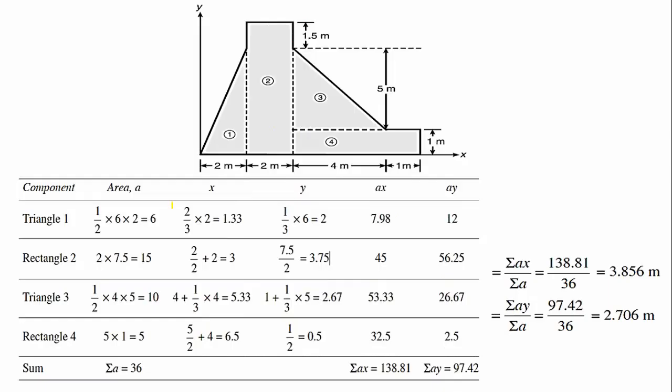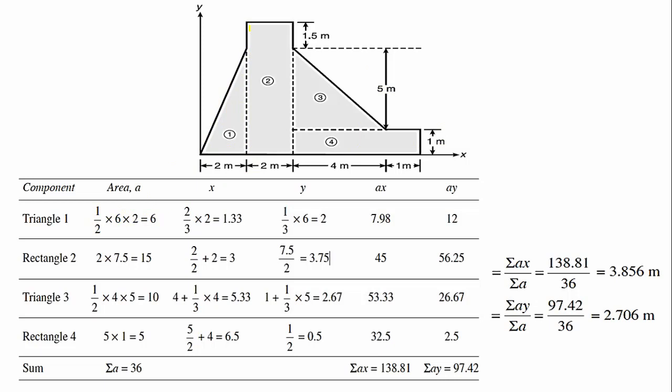We will start with the first one, that is the triangle. How to calculate the area of the triangle? Half into base into height. Half, base is 2 meters, height is, you can see here, this is 1 meter, this is 5 meters. So therefore the total height will be 6 meters, multiplied by 6. You will get the answer.